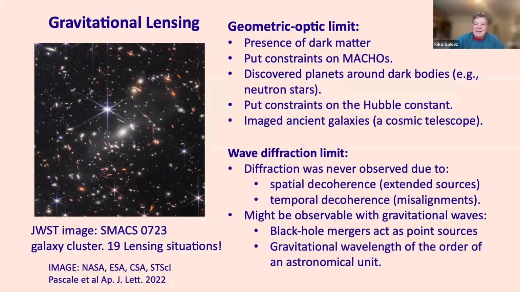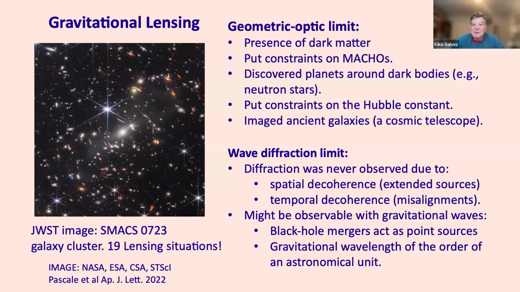Now, what we can do in the lab, of course, with lasers, is to study wave optics, and so we also have the wave diffraction limit. However, in astrophysical observations, diffraction has never been observed, and we can understand that because of spatial coherence. The source may be a galaxy, of course, let alone a star, and so you have spatial decoherence.